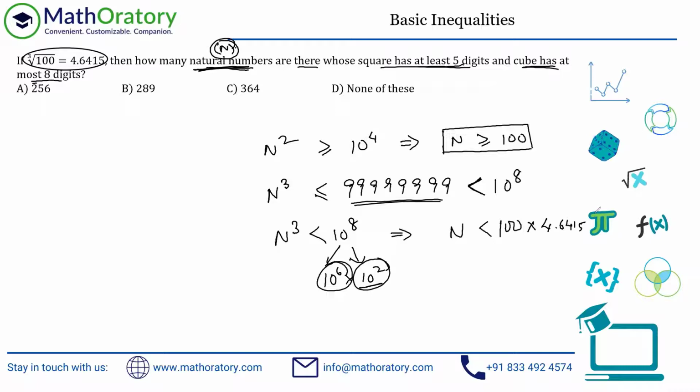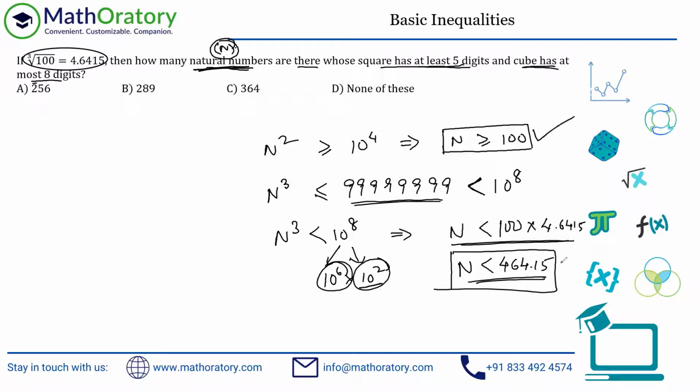4.6415. Now, please understand, don't try to approximate this immediately. You will make a mistake if you don't do this properly. So just leave it as it is. And this is very easy to do, just shifting of the decimal. So n is less than 464.15.